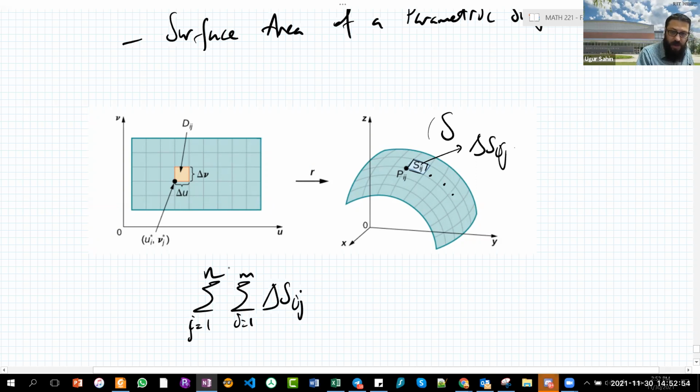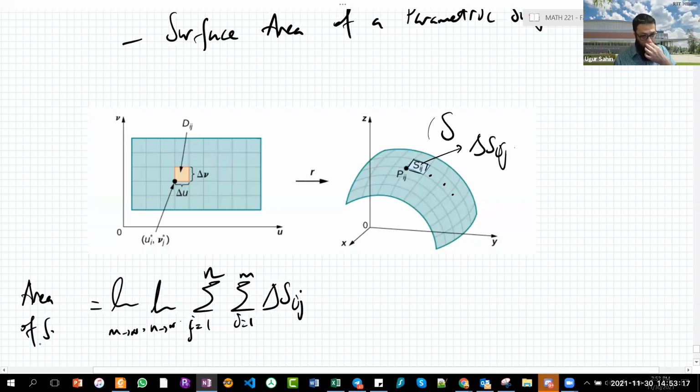If you would like to find the surface area of this S, you need to use infinitely many grid pieces. When you say infinitely many, you need to take the limit. And then that will give you the area of S. That's the idea we always use.